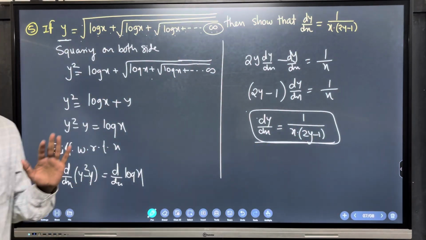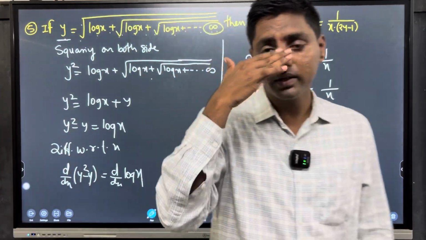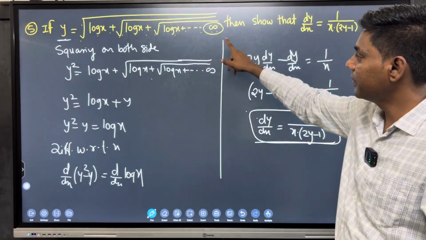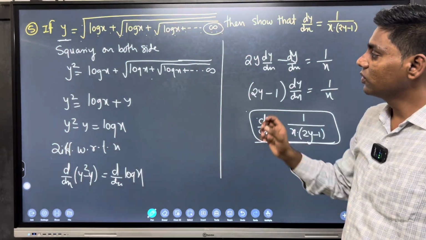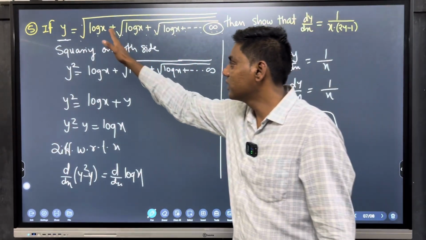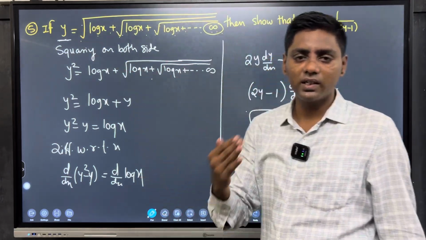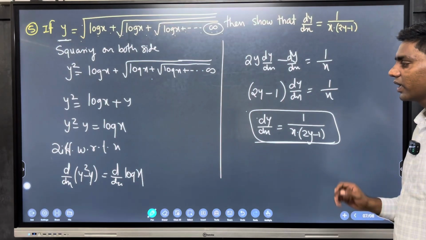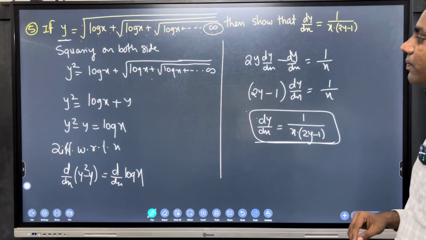So this is again a similar question. Here a very simple pattern is there, so we just observe that pattern up to infinity. If one term goes, the next term is again y, continuously up to infinite terms. So take a screenshot and write down the question.